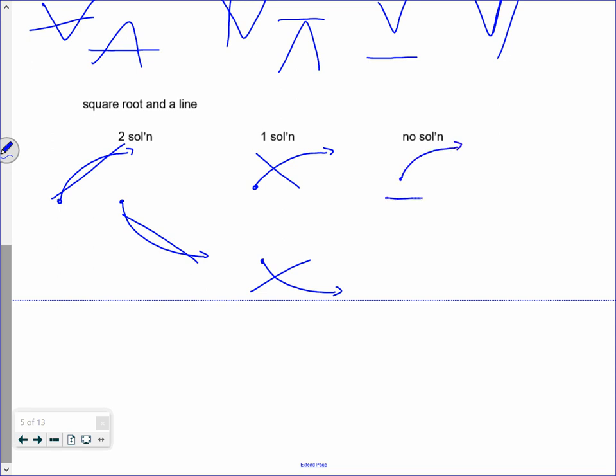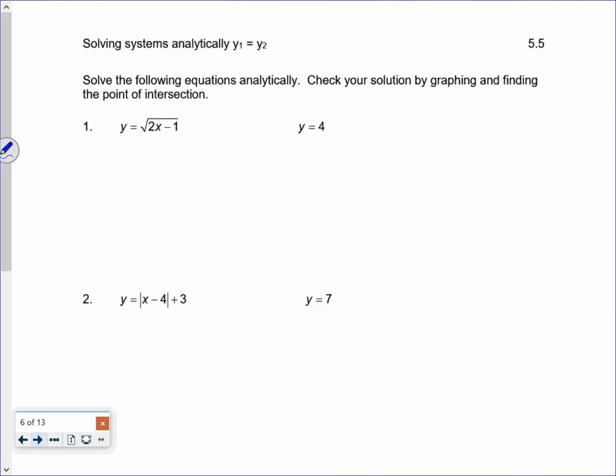Also, you could do a horizontal line, or if you go over here to the vertical line over here, that would be no solution. Okay? So we have all these possibilities: 2 solutions, 1 solution, or no solution. All right, so let's jump in and solve a few systems. Systems, we have 2 equations, and instead of graphing them, we are solving them analytically. It says here to check your solution by graphing. That's one of the things you can do for your homework tonight. I'm not going to stop and do that in the notes for class today.